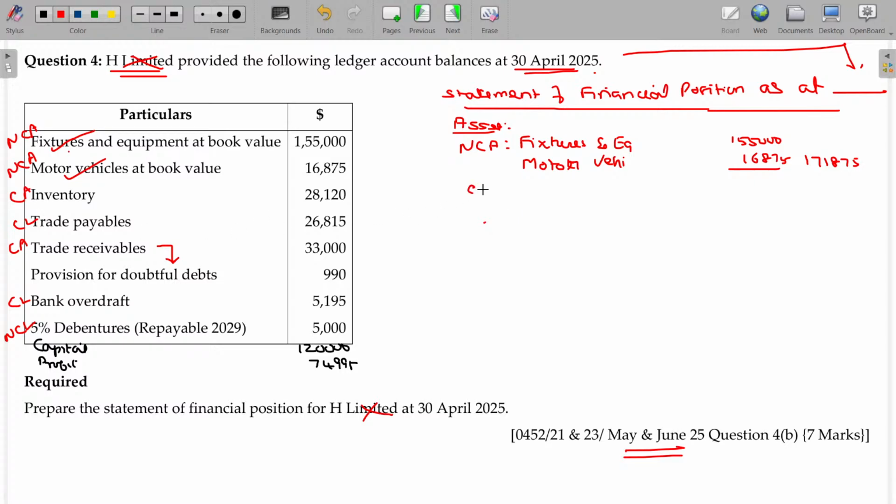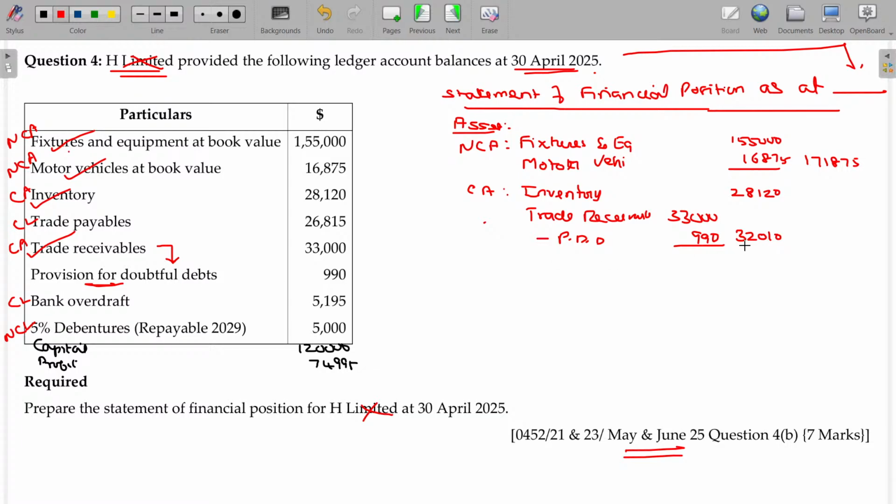Then you have to go for the current assets. Inventory 28,120. Trade receivable also be current assets. Trade receivable 33,000. From there you have to subtract the provision for doubtful debts. This value being 990. After subtracting, the final value being 32,010.